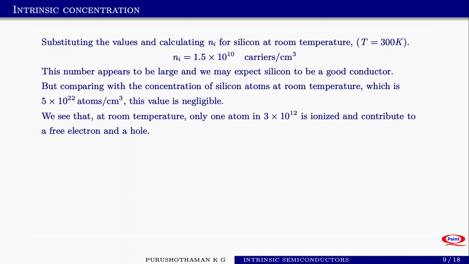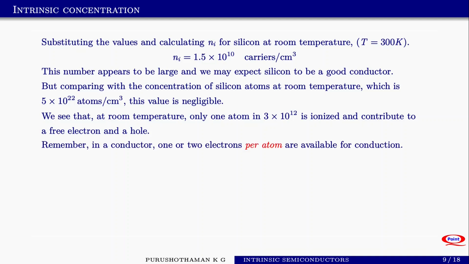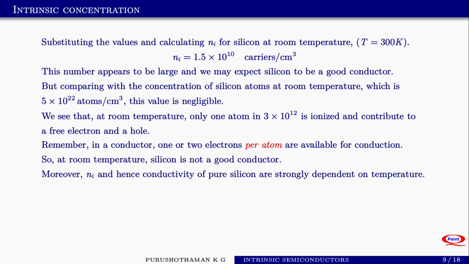So only one in 3 into 10 raised to 12 atoms contribute one electron. Remember, in a conductor, 1 or 2 electrons per atom are available for conduction. So at room temperature, silicon is not a good conductor. Moreover, Ni, the intrinsic concentration, and hence the conductivity of pure silicon are strongly dependent on temperature, which is not a desirable quality. Because of this, pure silicon has no practical use in circuit design. Later we will find how silicon can be used in circuit design.